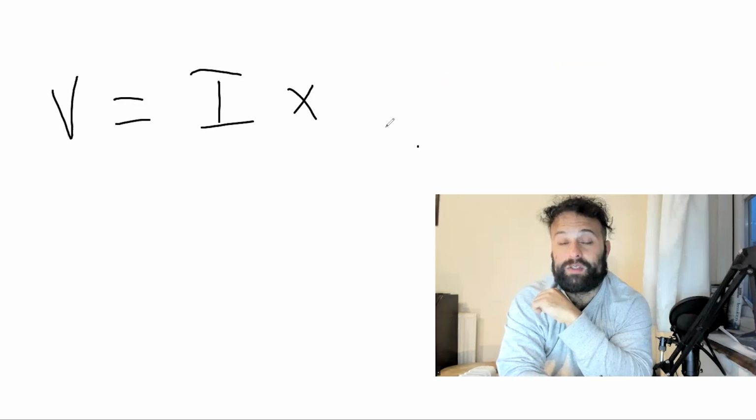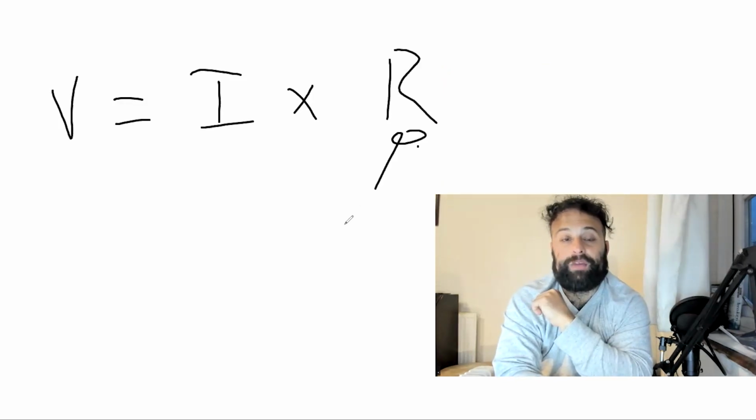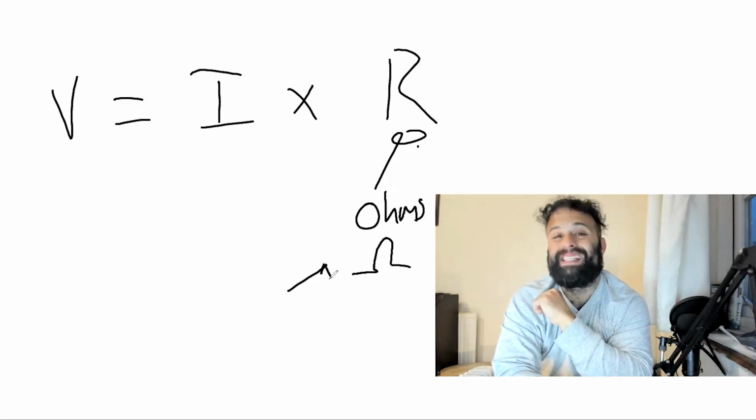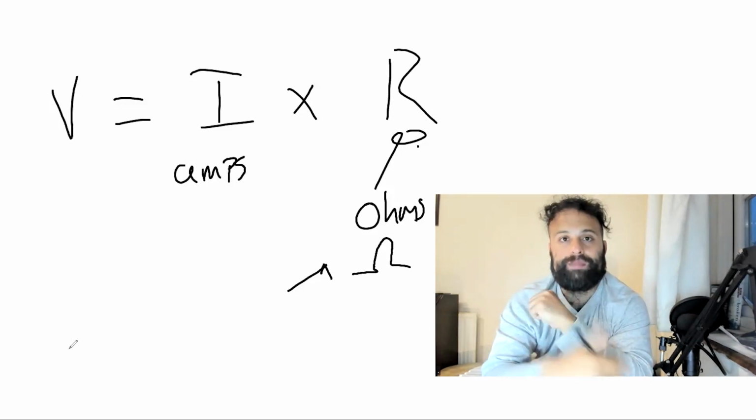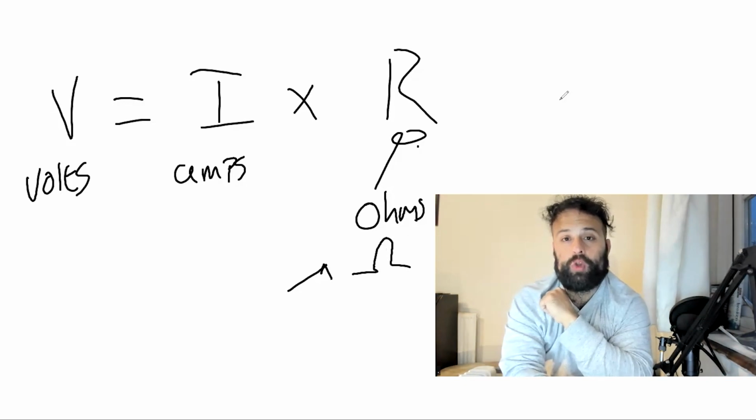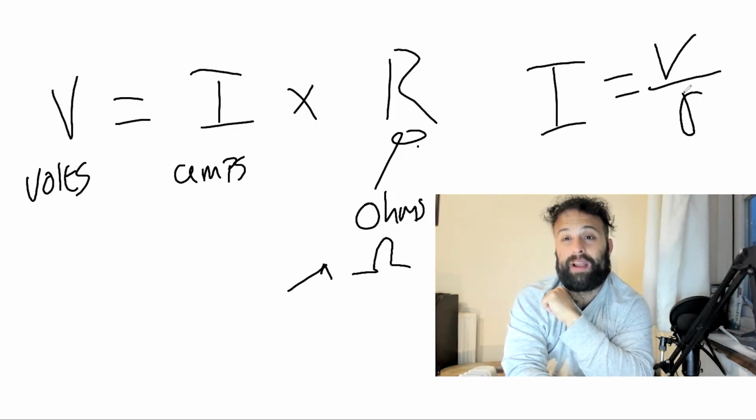There is something known as Ohm's law, which relates voltage to current to the resistance. Now, resistance is measured in something known as ohms, and this is the symbol of ohms. Current, you know, is measured in amps, and voltage you know is measured in volts. Now, we also know that current is voltage divided by resistance.